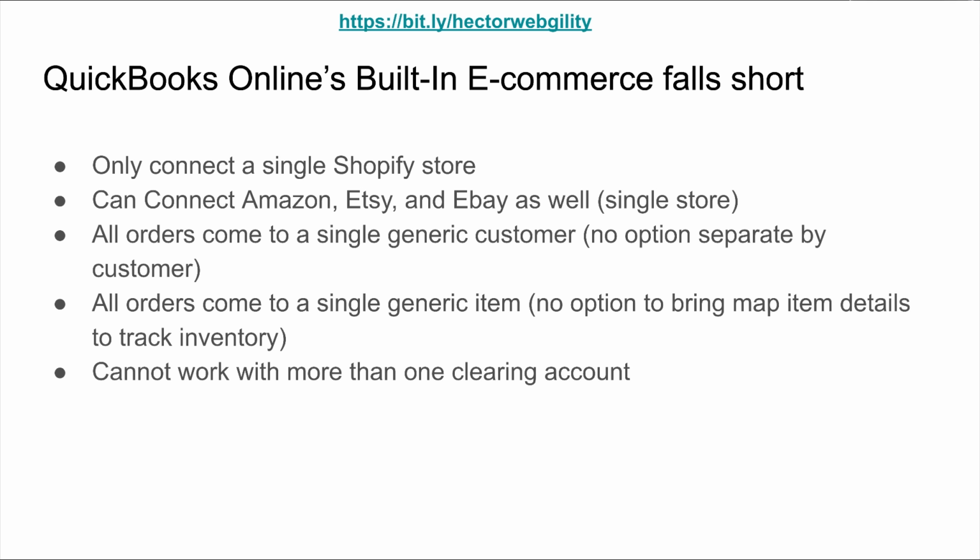All orders come with a generic item, so you also don't have the option to map your items to track inventory, and you cannot work with more than one clearing account. So it assumes that every one of these platforms has a single clearing account.